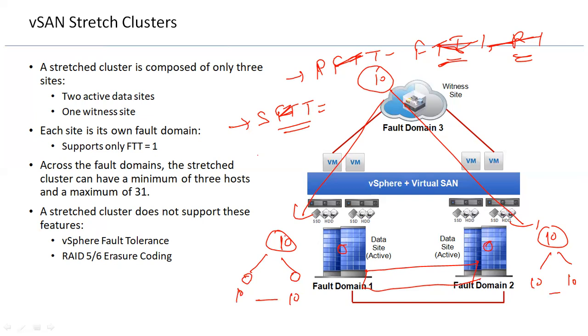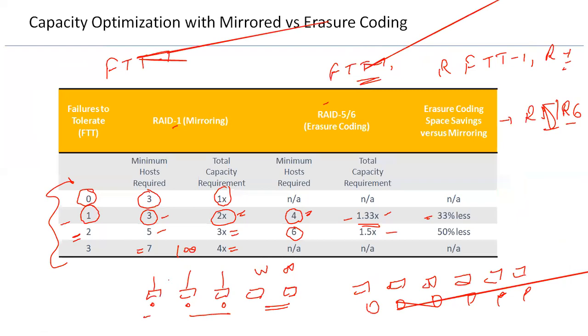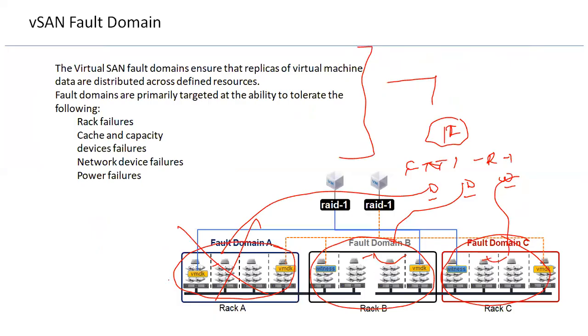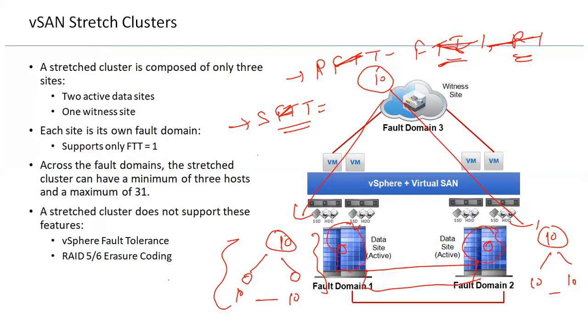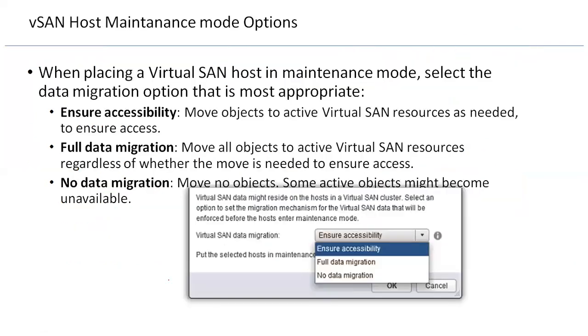However, SFTT matters for how you want to write the data locally. The SFTT means how you want to protect data locally within a particular site. It could be any from the listed policies in the previous slide. These are the listed policies. However, if you want to protect the data remotely across the site, my PFTT will always be FTT1 RAID 1. My data should be mirrored across the site.